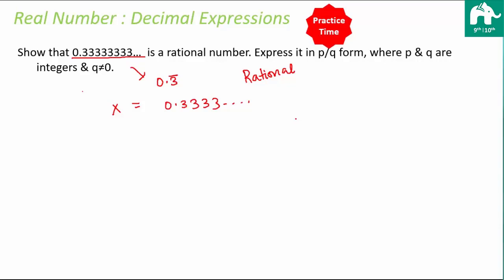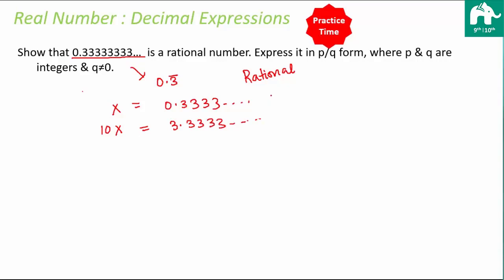But for now you just know that whenever you have one digit repeating, you multiply it by 10. If you have 2 digits repeating, multiply it by 100. 3 digits repeating, multiply it by 1000. So that's how you have to do it. So if I multiply this entire equation by 10, it becomes 10x is equal to 3.3333. It continues to repeat like this, right?